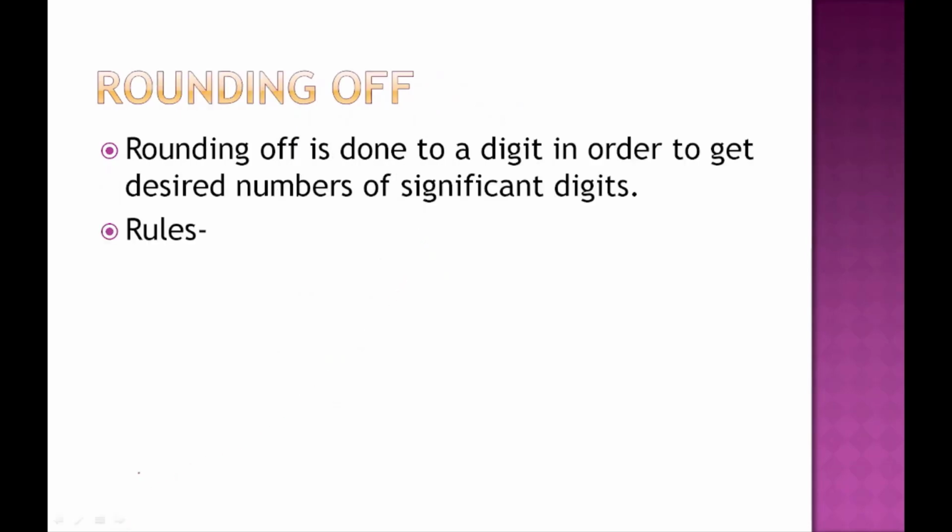Okay, now let's move ahead. The next topic is rounding off. Rounding off is done to a number in order to get the desired number of significant figures. Say we have 6.05829. Now our question says to shrink this number to 3 significant figures. That means we have to convert this number into a number in which there are only 3 significant figures.